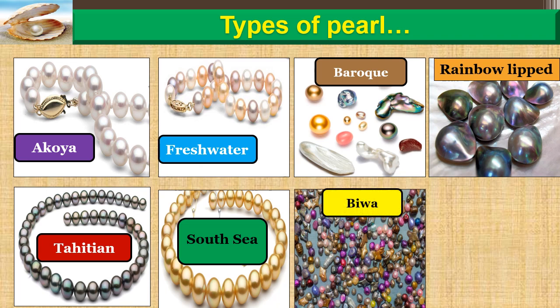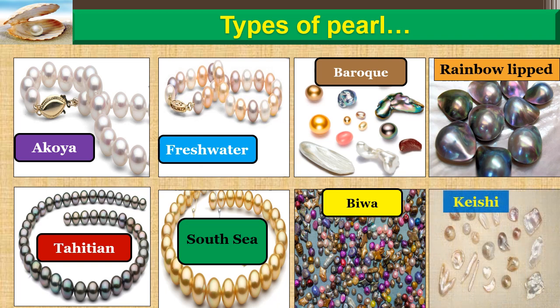The Biwa pearls, these are cultured in Lake Biwa of Japan. These freshwater pearls are cultured from mussels. They are known for their unique shape and unusual colors. It should be noted here that the typical Biwa pearls resemble rice grains or sticks.